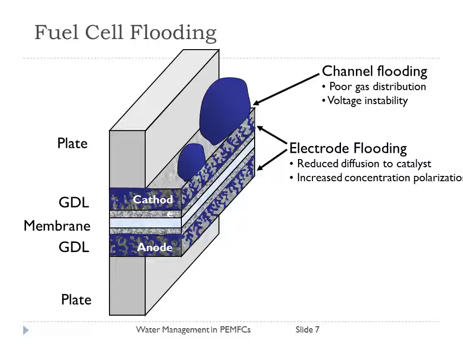And that is one way in which your voltage will just start quickly dropping. That's a form of mass transfer overpotential. What happens is oxygen just cannot get to the electrode fast enough because it can't get through the channels, and then it can't get through the gas diffusion layer.